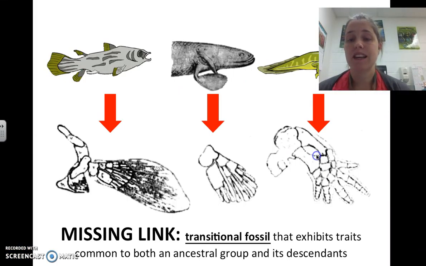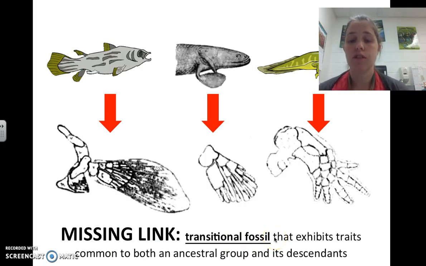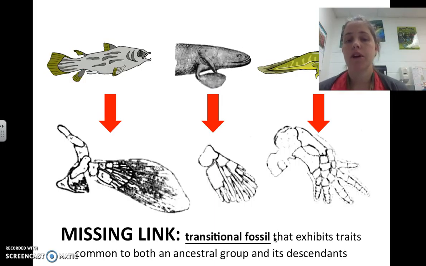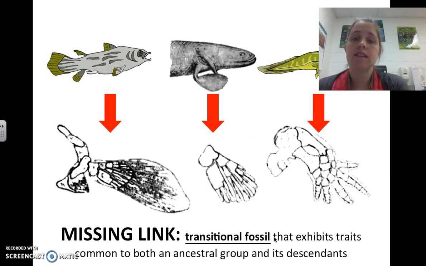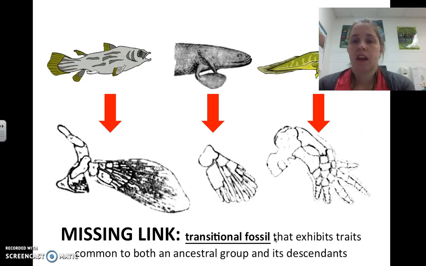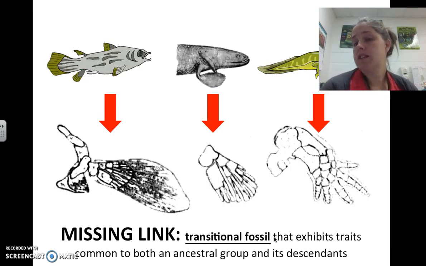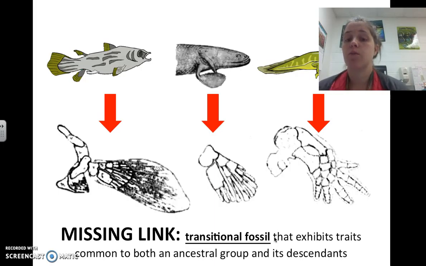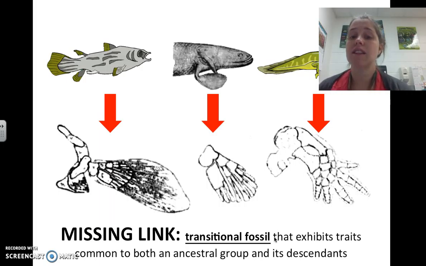We can look at missing links. So a missing link is a transitional fossil that exhibits traits common to both of these ancestral groups and its descendants. In other words, this is a fossil that we find that has traits of the really old ancestor and the current species, and we can look at those traits that this one transitional fossil can show us, and that shows us that that's how it changed.